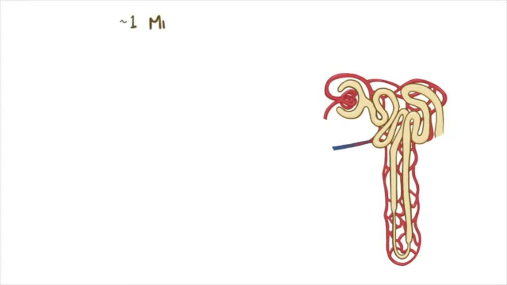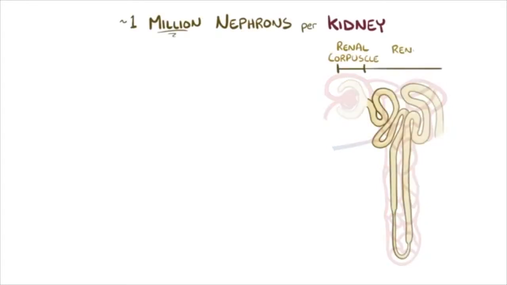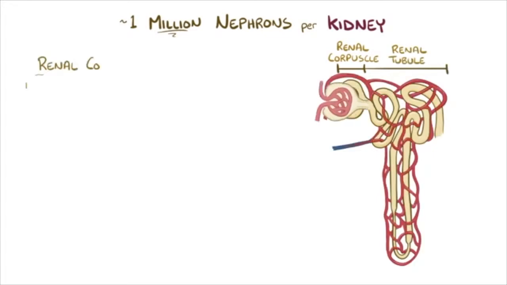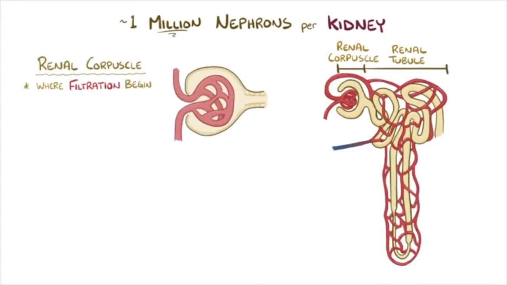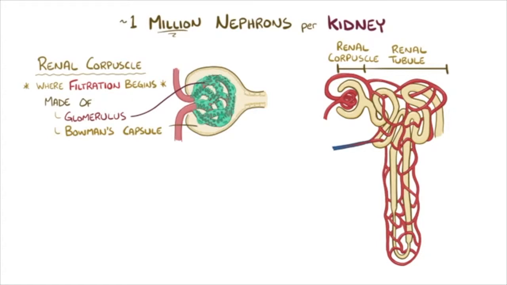Within each kidney, there are about 1 million nephrons, and each nephron is made up of a renal corpuscle and a renal tubule. The renal corpuscle is where blood filtration starts, and it includes the glomerulus, which is the tiny bed of capillaries, and the Bowman's capsule, which is made of renal cells that surround the glomerulus.